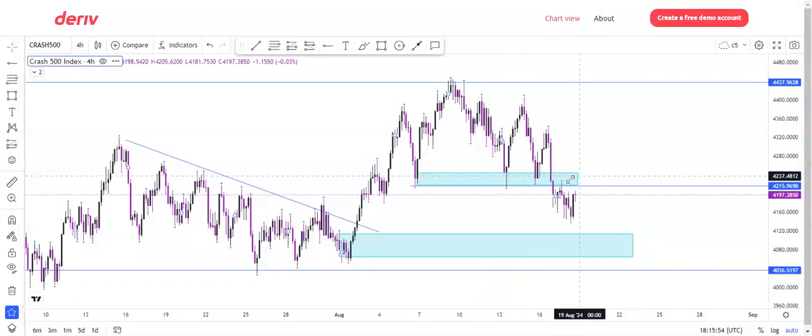Also we look at this order block over here turning into a breaker block. If the market can go above it and retest, we also have some nice buys.